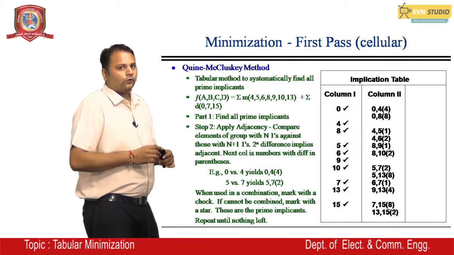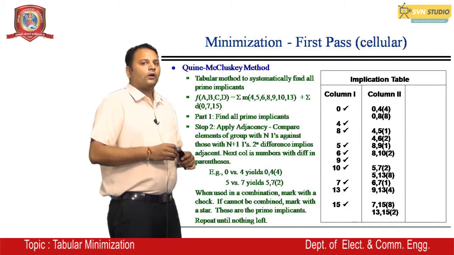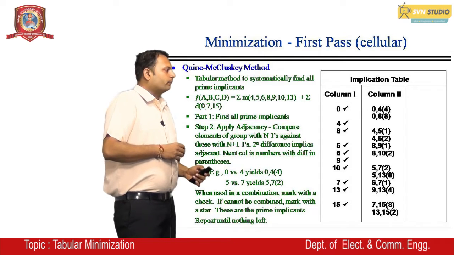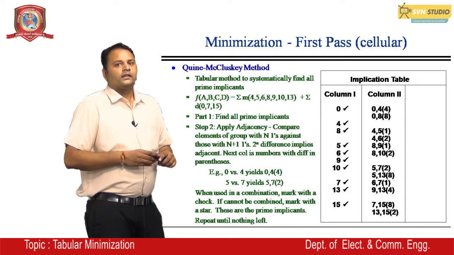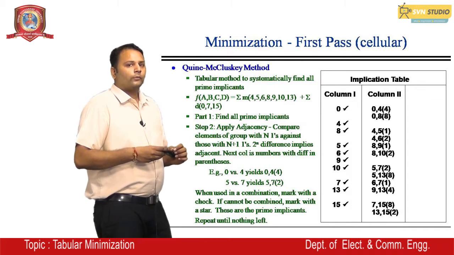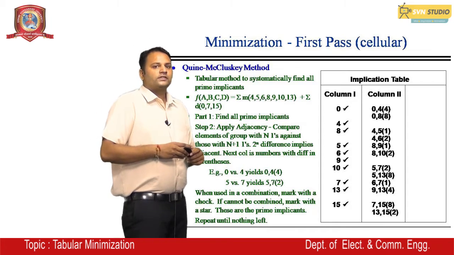So 0, 4 and 8 are completed. Now we will take 5 to 7. 5 and 7 can make a group with a difference of 2, and the group has one 1. Then the group making that is 5 to 7.